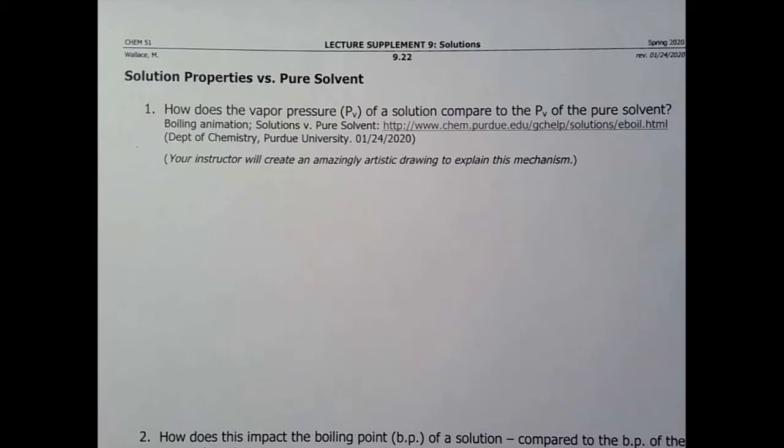All right, I hope you watched that video. It's a nice little animation from Purdue University that shows the solvent particles escaping from a pure liquid and then from a solution. So I'm going to draw a picture here as well.